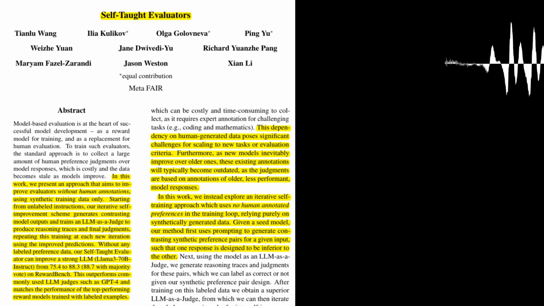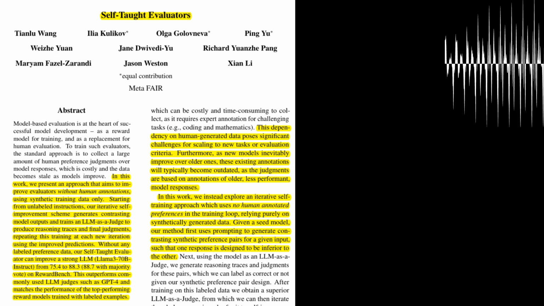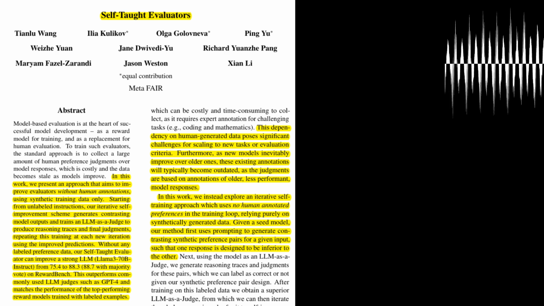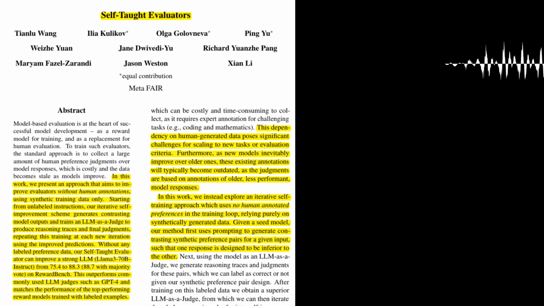How does the model learn to distinguish between the good and bad outputs? The model is trained as an LLM as a judge, which means it generates reasoning traces and judgments for each preference pair. These judgments are then labeled as correct or incorrect based on the synthetic preference pair design. The model is then fine-tuned on this labeled data, resulting in an improved LLM as a judge.